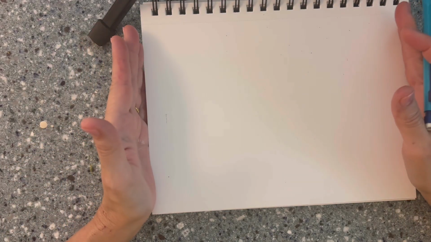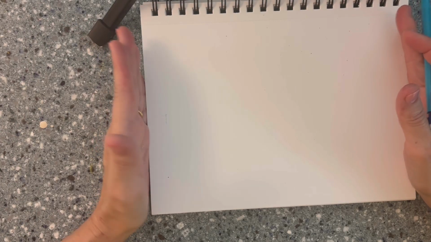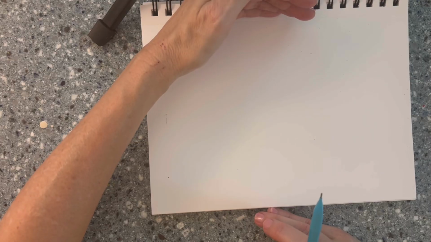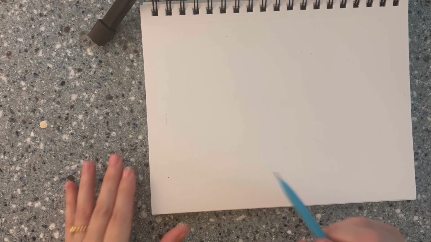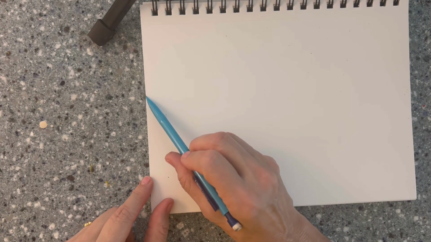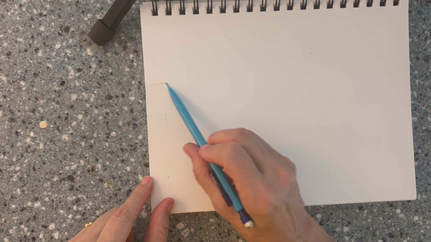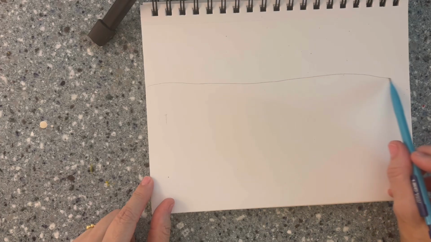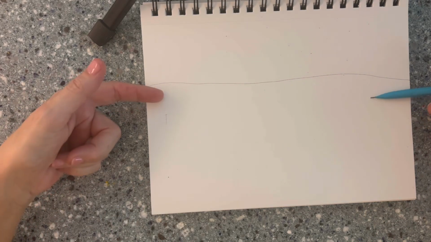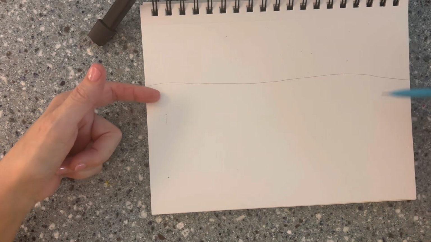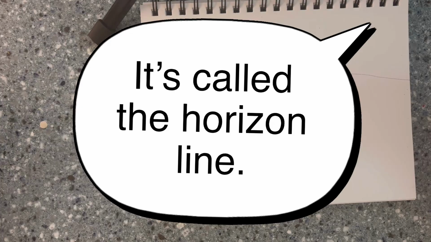So here's the paper, and it's in landscape. Landscape is when it's wider across and shorter up and down. So we need a space for the line called a horizon line. So I guessed where my midway would be, and I went a little above it. And that's where the ground and the sky meet.